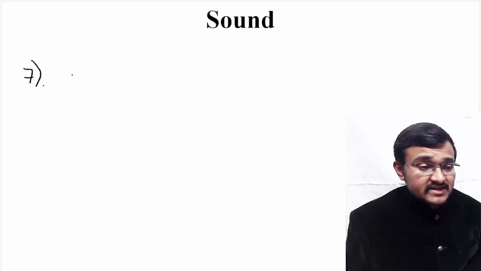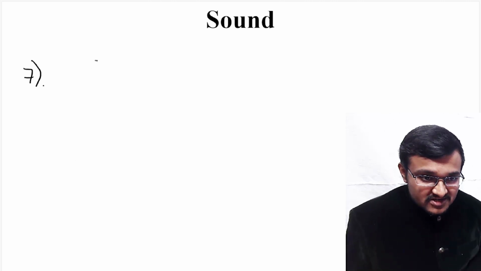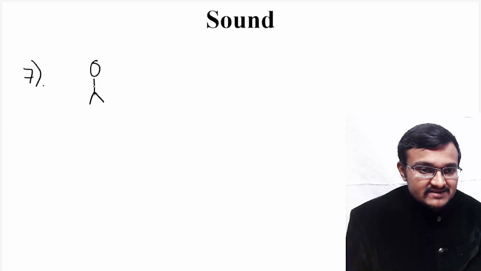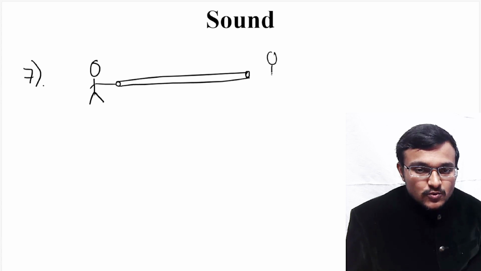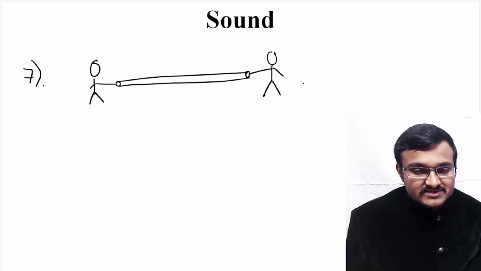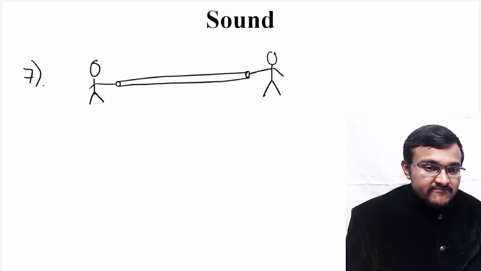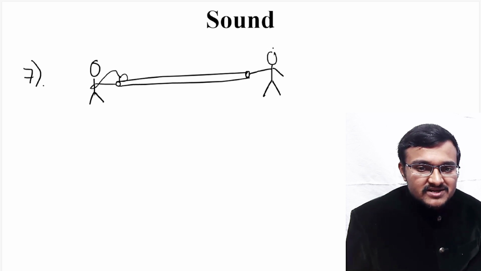Coming to the 7th question, here there are 2 children of your age and these children are holding aluminium rod in their hands like this. So one kid is holding this aluminium rod from one side and the other kid is holding this aluminium rod from the other side like this. Now the first kid hits this particular aluminium rod with some object and this particular second kid hears the sound generated when this kid hits this particular aluminium rod like this.